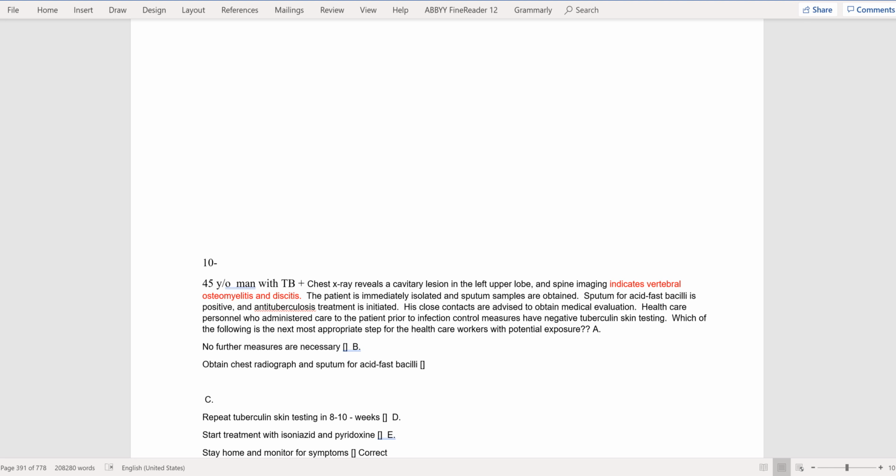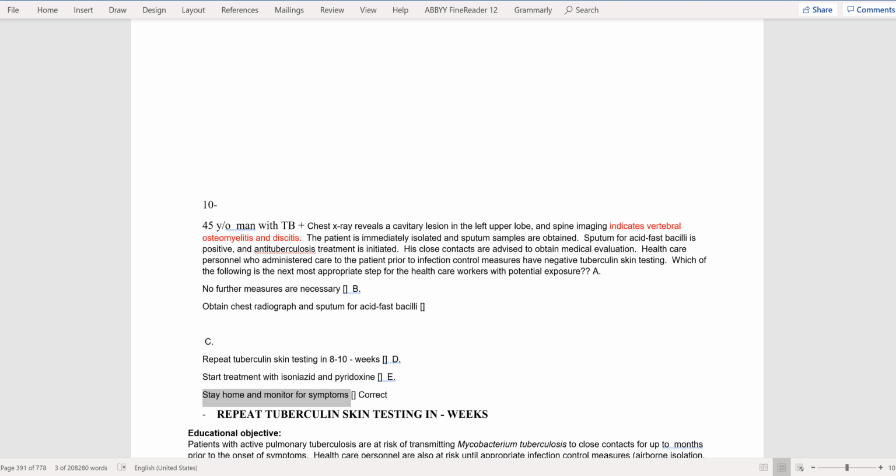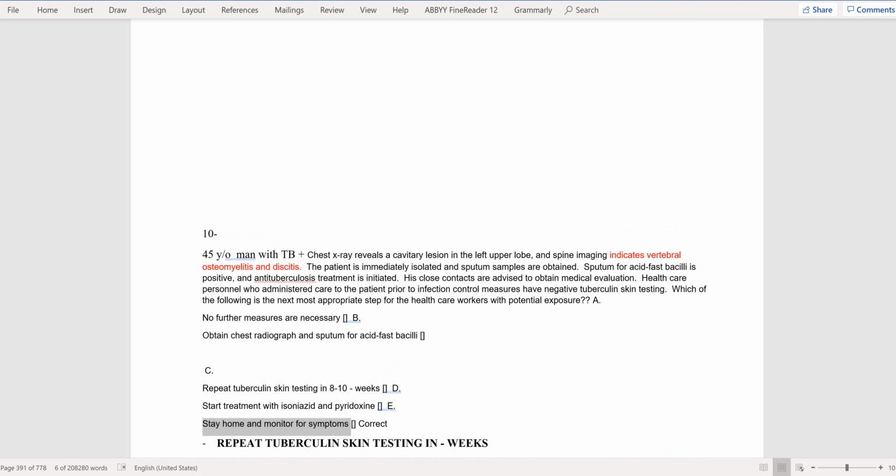Start treatment with isoniazid and pyridoxine, this is after the positive TB test. Stay home and monitor for symptoms? Come on, why would you let them stay at home? Okay, never do that. So just repeat TB testing in 8 to 10 weeks, period. Let's go next.